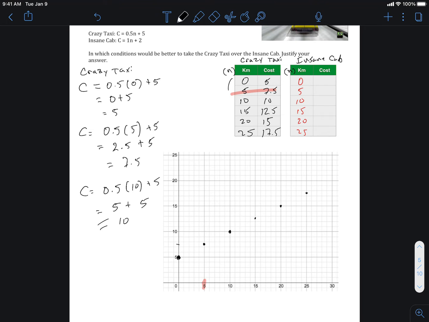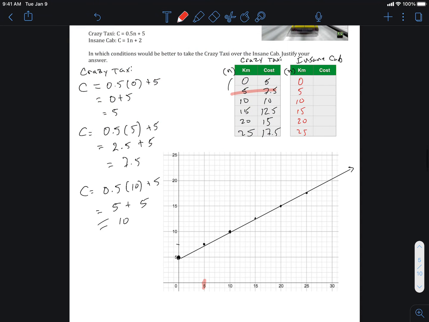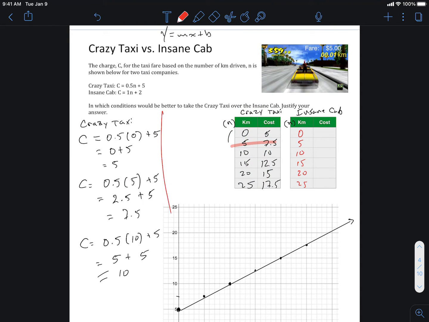So then you can connect this. This is the important part, that you can make the distinction between this line and the one that we're going to do next. So there's Crazy Taxi right there in black. Now Insane Cab, we're just going to do the same sort of thing, but we're going to do it in red this time.